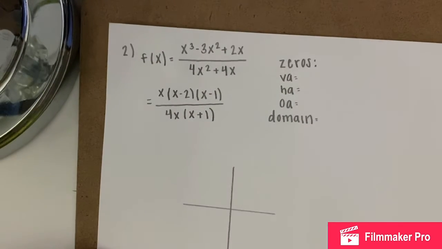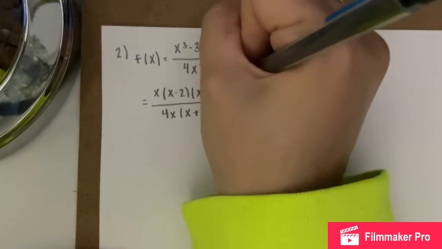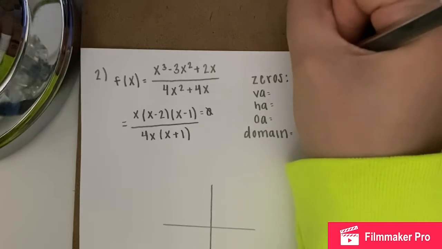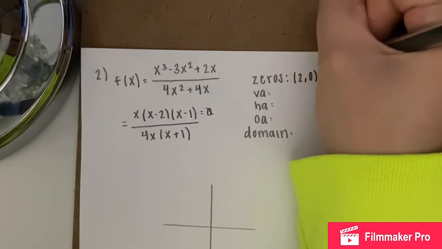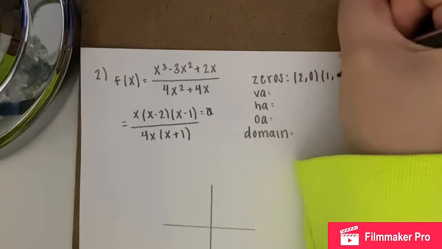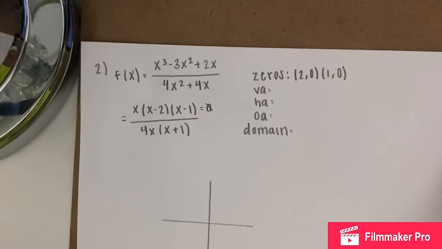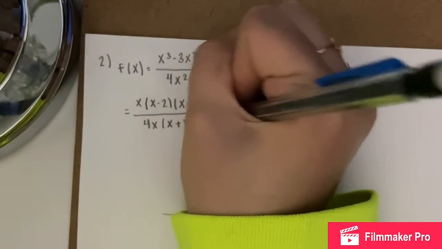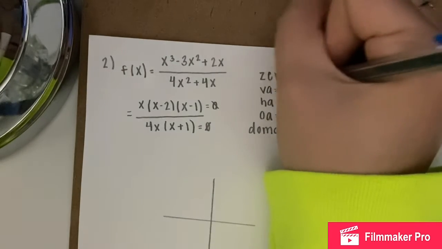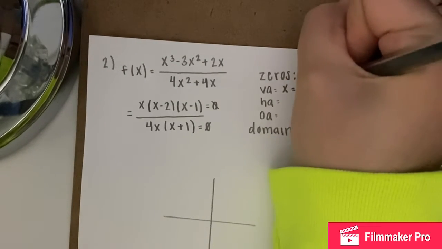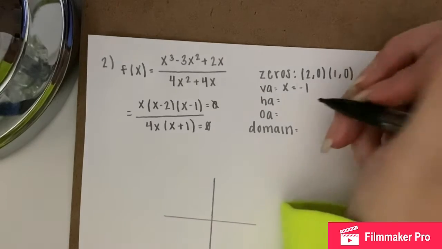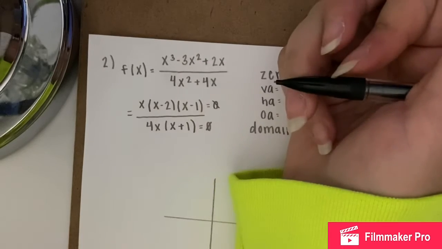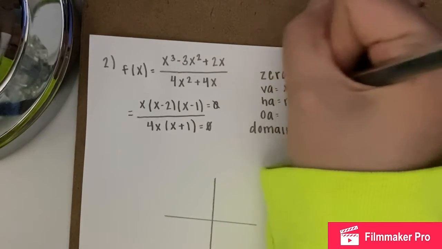So let's find the zeros. The zeros are always in the numerator, so we're just going to set this equal to 0. And we are going to be left with zeros at 2, 0, and another one at 1, 0. And now for our vertical asymptote, we are just going to set the denominator equal to 0. And we are left with x equals negative 1. And now for our horizontal asymptote, because the degree in the numerator is higher than the one in the denominator, there is not going to be one, so we're just going to put none.